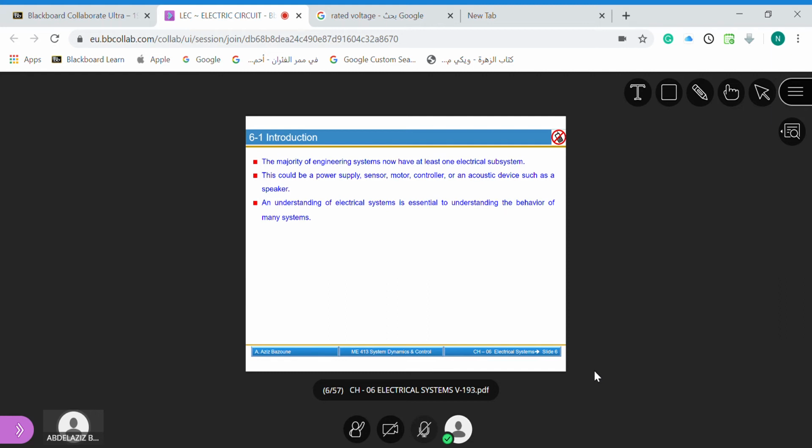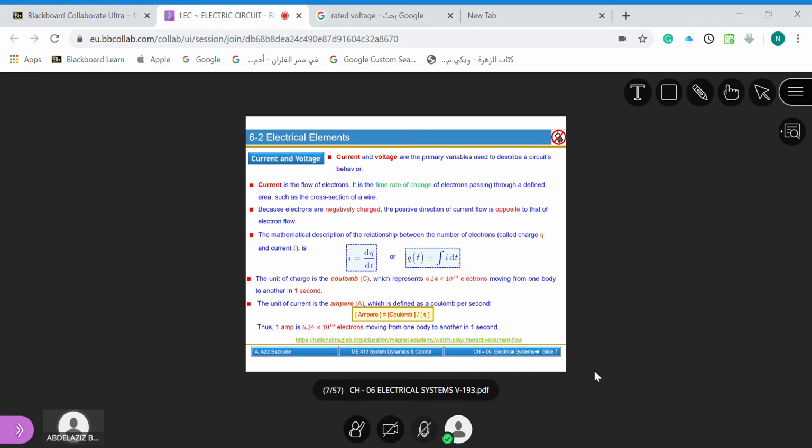The majority of engineering systems have at least one electrical part or one electrical subsystem. It could be a power supply that you are using for your computer or laptop, a sensor, motor, controller, or an acoustic device such as a speaker. An understanding of electrical systems is essential to understand the behavior of many other systems.